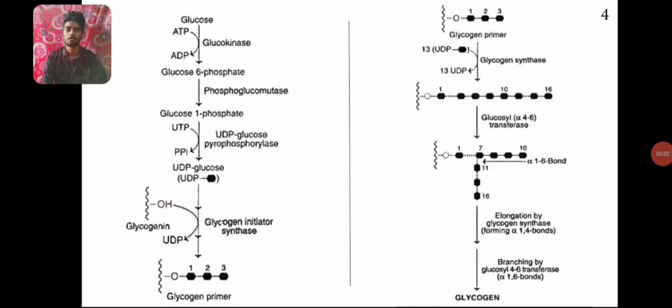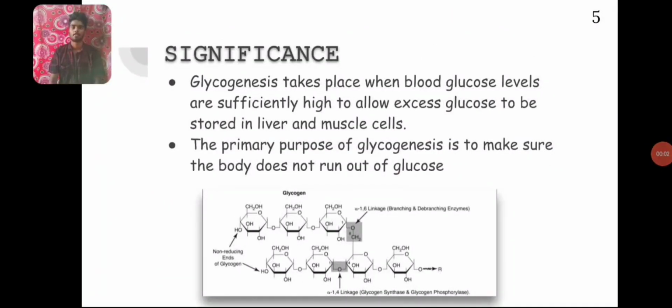Now, the 16 glucose molecules containing chain is linked by alpha 1,4 glycosidic linkage, and upon the action of the glycosyl alpha 4,6 transferase enzyme, the 1,4 linkage at the 10th carbon gets broken down and the remaining 11 to 16 glucose molecules get branched with the 7th glucose molecule with the alpha 1,6 glycosidic linkage. The elongation is continued further by the action of glycogen synthase and branched by the glycosyl transferase, and hence the glycogen is synthesized.